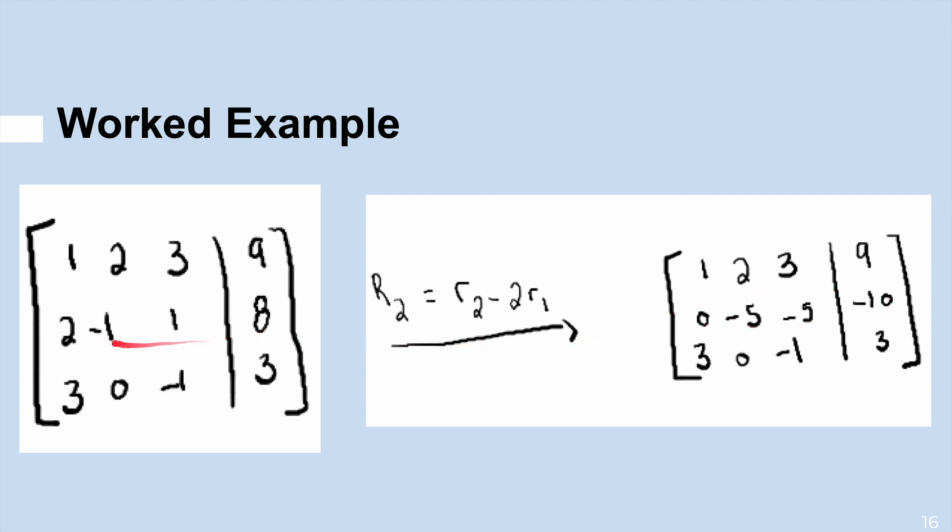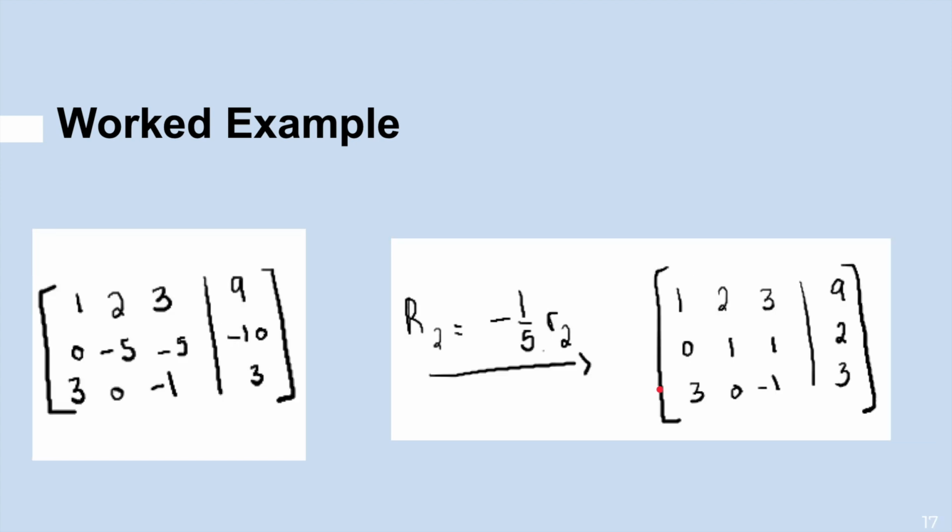Here we have negative 1 minus 2 times 2, so negative 1 minus 4, which is negative 5. And then we have 1 minus 3 times 2, which is 6, also negative 5. And we have 8 minus 2 times 9, which is 18, and that's negative 10. We write it out. Row 1 and row 3 have not changed.